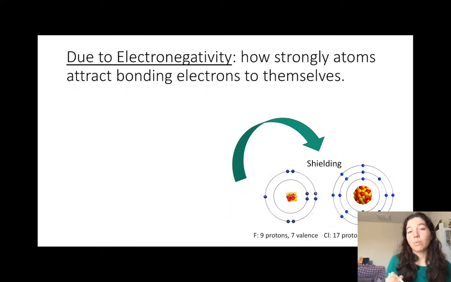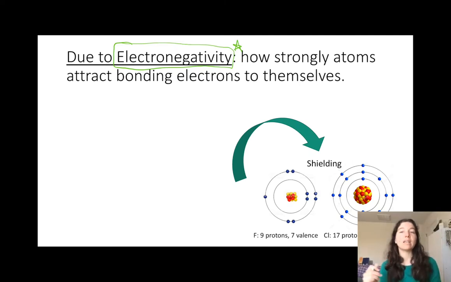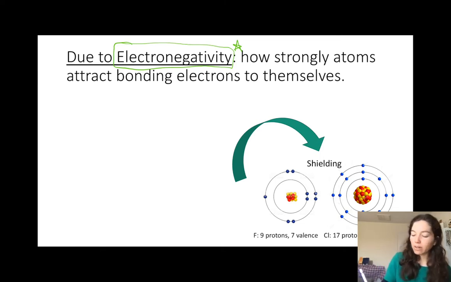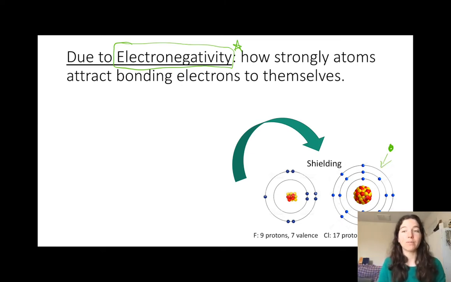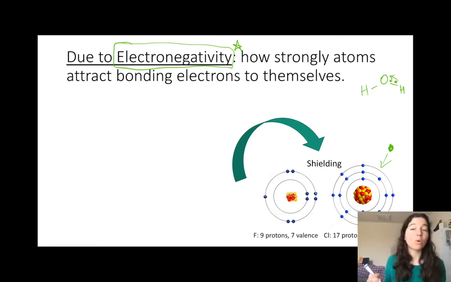So this concept is what we call electronegativity. This is an important definition. Electronegativity is how strongly atoms attract bonding electrons to themselves. So how strongly an atom will pull an electron to itself inside of a molecule. So inside of H2O, how strongly an oxygen, say, might pull an electron that's in these bonds towards itself.